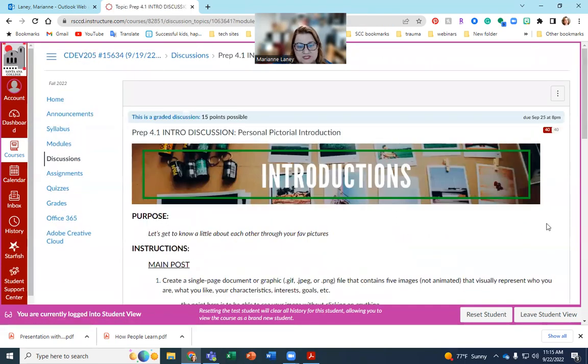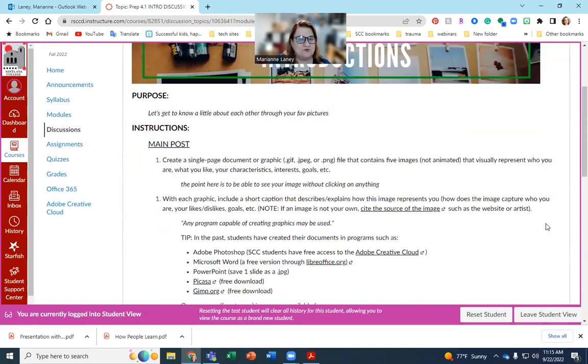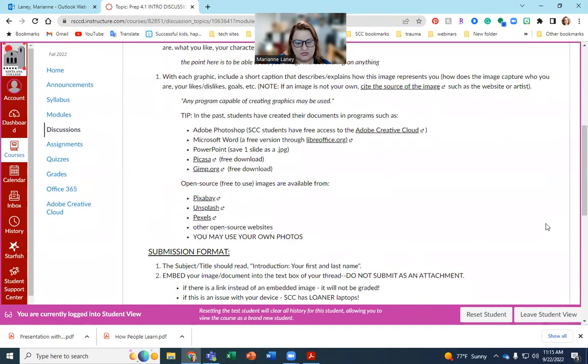So here's our introduction. These are the only things that are due by Sunday. That was in the prep module. Again, share your pictures and do not give me a link. That's all I'm looking for. Share your pictures, give us a little summary, and do not do a link. Because if it's a link, no one's going to click it. People just want to see your pictures, right?